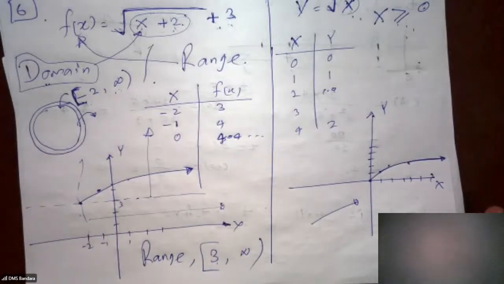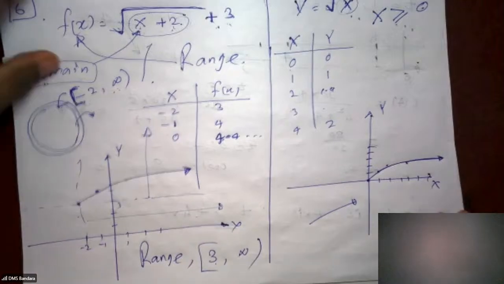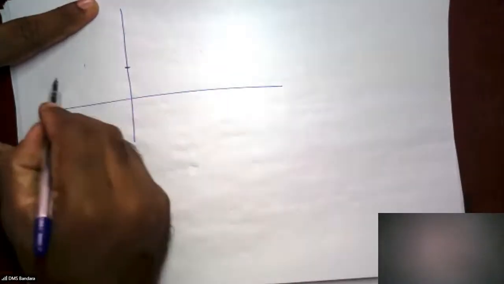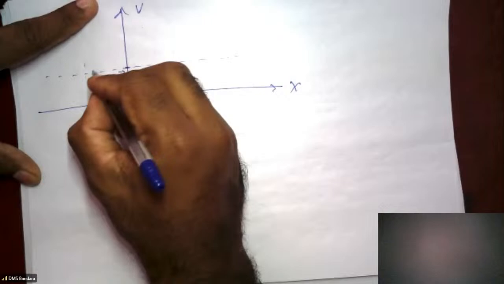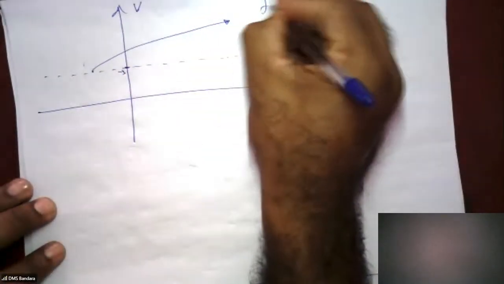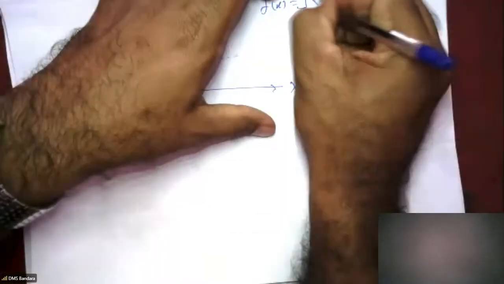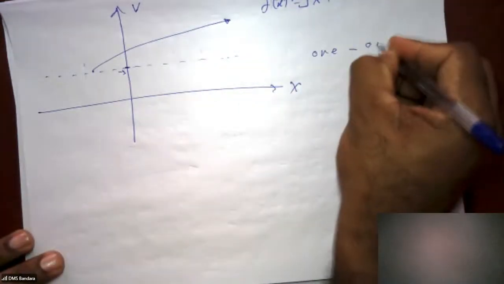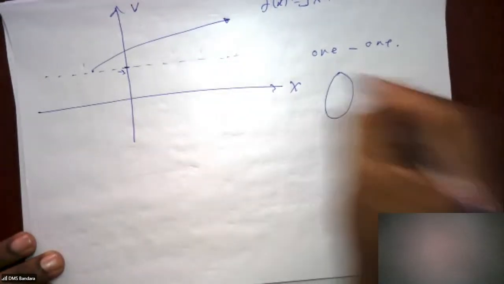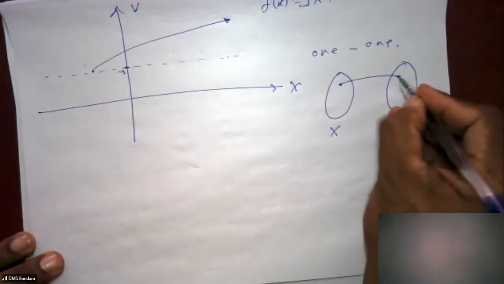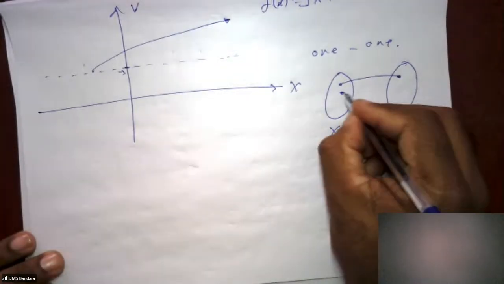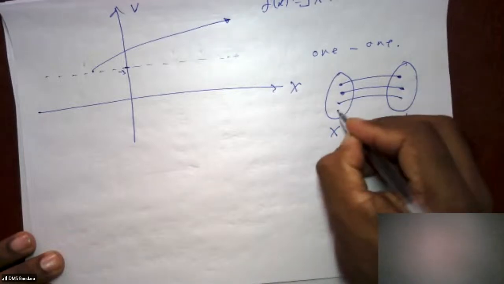Then the question asks, is this a one-to-one function? I write the function here, and the graph is here. This is the graph of square root of x plus 2, plus 3. Is it one-to-one? What does one-to-one mean? With domain and codomain, one point of the domain matches with one point of the codomain. One here matches one here, one here, one here.